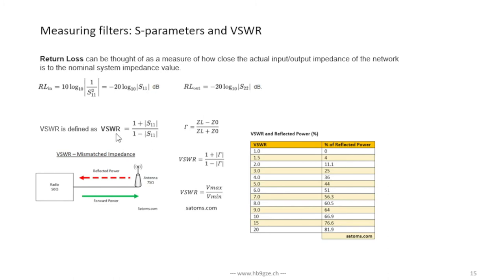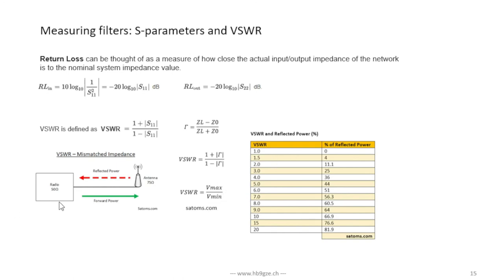And the VSWR, the standing wave ratio, is nothing else but a measure of this S11 as well. It's just another way to express this return loss. And you can also measure the reflection factor, which is the load impedance minus the typical impedance of your system. And in RF systems, we usually have 50 ohm as the system impedance.